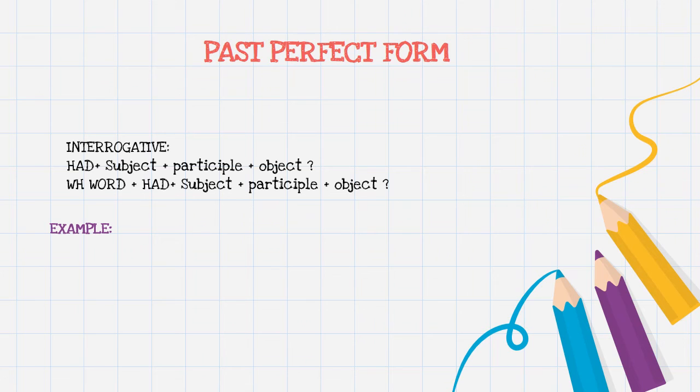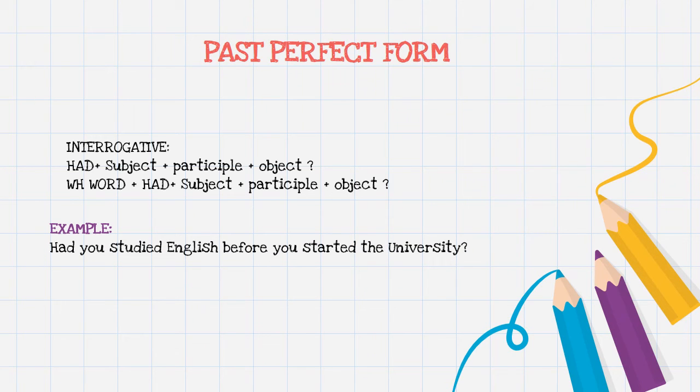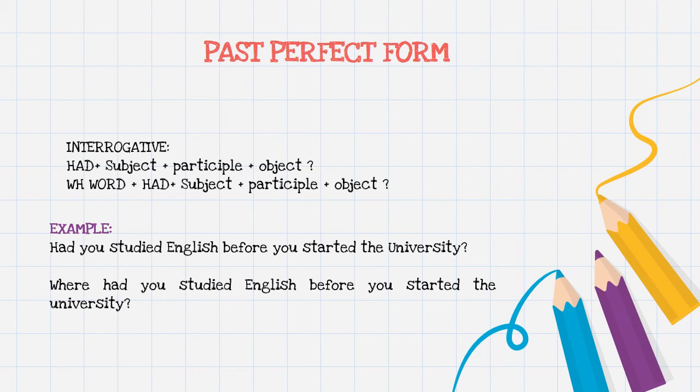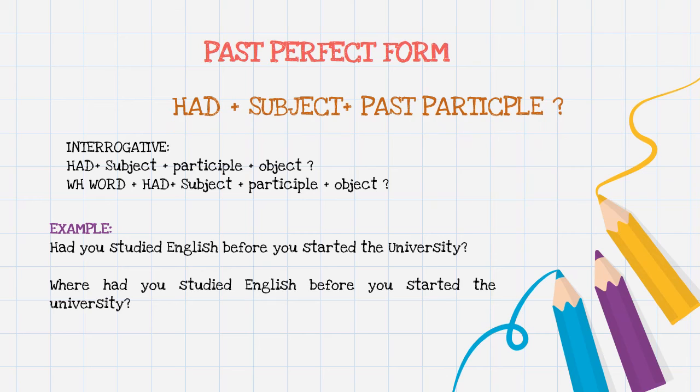To make an example, we have here, had you studied English before you started university? If we want to include a WH word, we can ask, where had you studied English before you started university? So here we have that the formula for interrogative sentences in past perfect is had plus subject plus the past participle.